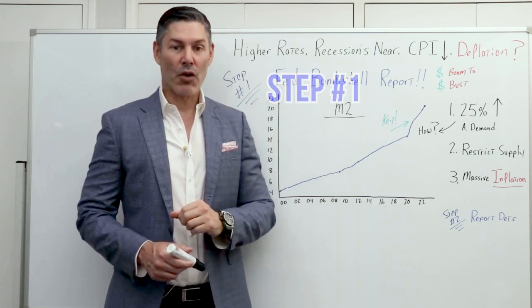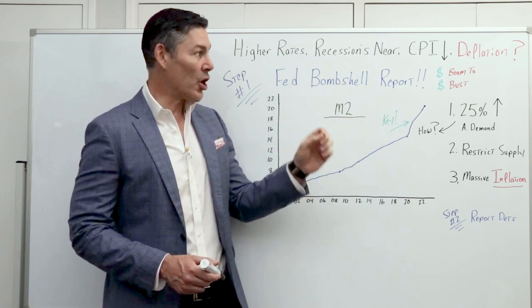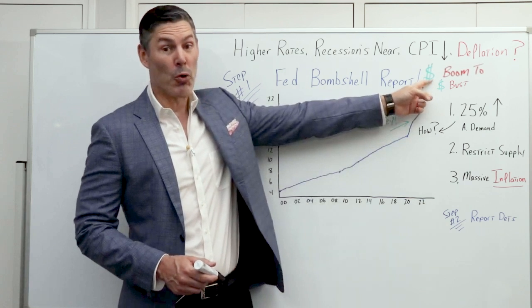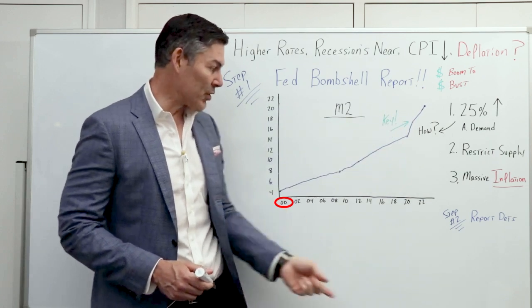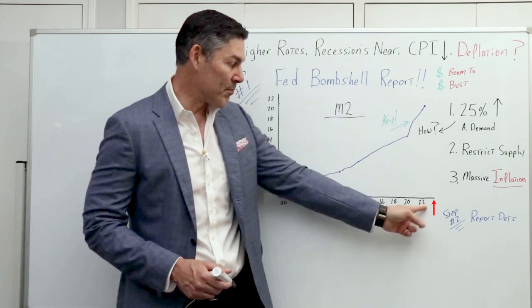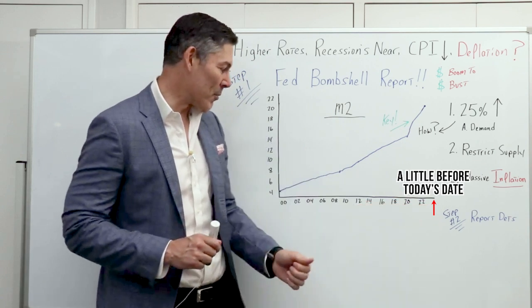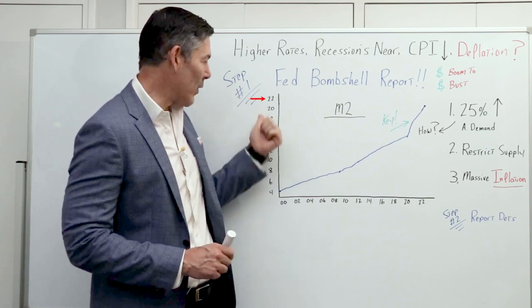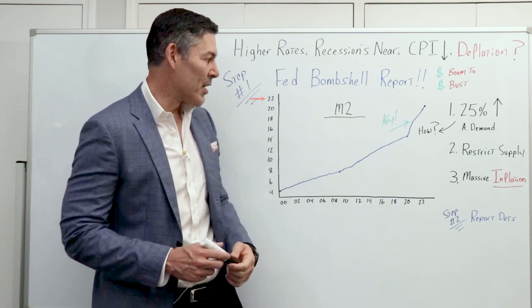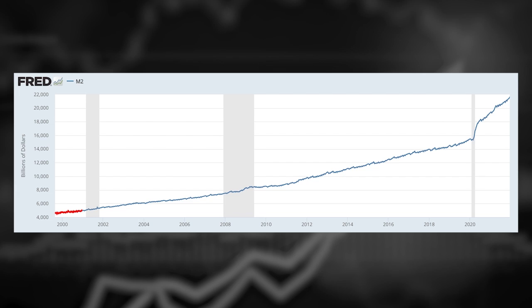Step number 1, let's go right to a bombshell report from the Federal Reserve themselves showing that we could go from a money boom to a money bust. Look at this chart going all the way back to 2000 to today's date. Well, just a little before today's date. More on that in just a moment. On the left, we go from 4 trillion all the way up to 22 trillion.